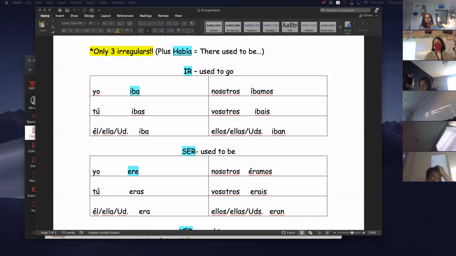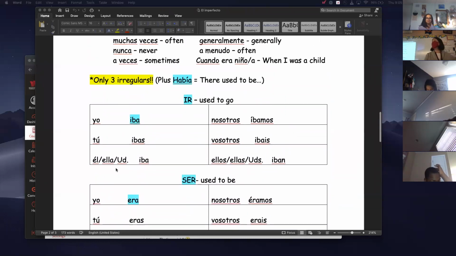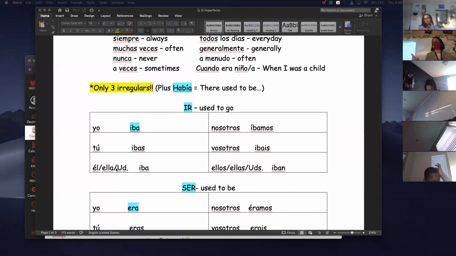Era. And veía. You learn those 3, then you're basically good. All right, I'm going to mention one last word that I want you to just kind of recognize. So technically there were 3 irregulars. This one word does exist, okay?